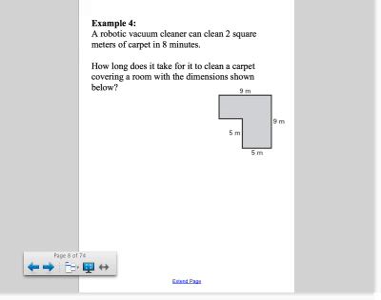All right. Yet another example here. It says a robotic vacuum cleaner can clean 2 square meters of carpet in 8 minutes. How long does it take for it to clean a carpet covering a room with the dimensions shown below? So the first thing we need to know, it says 2 square meters in 8 minutes. So the first thing I need to know is area.